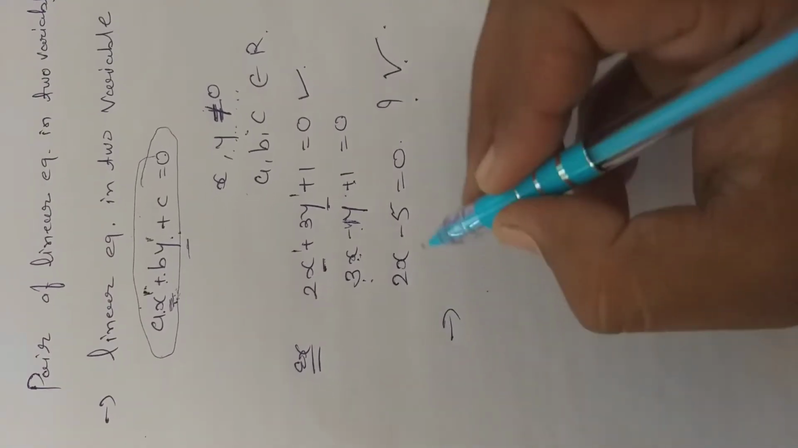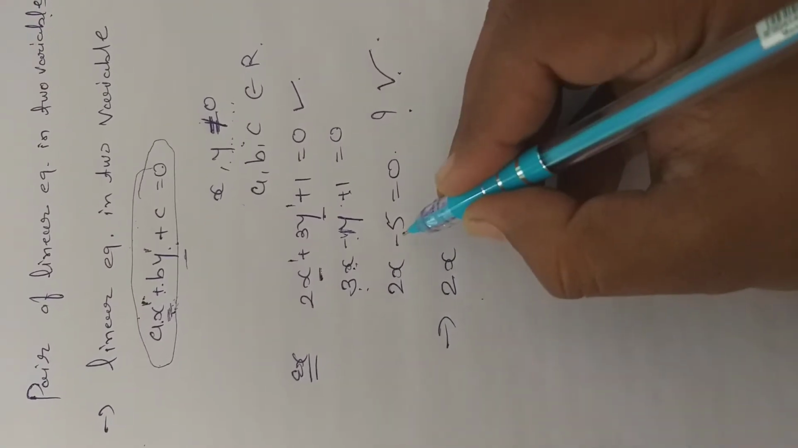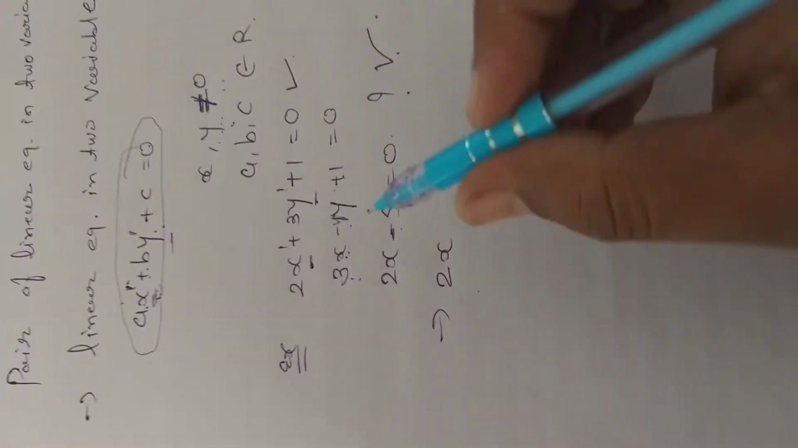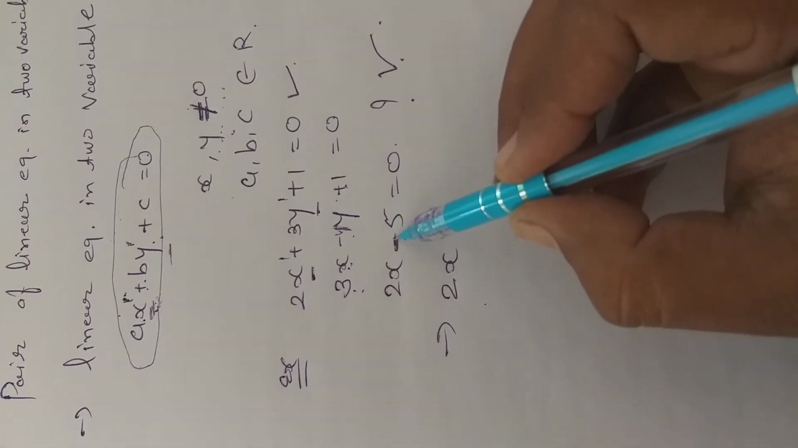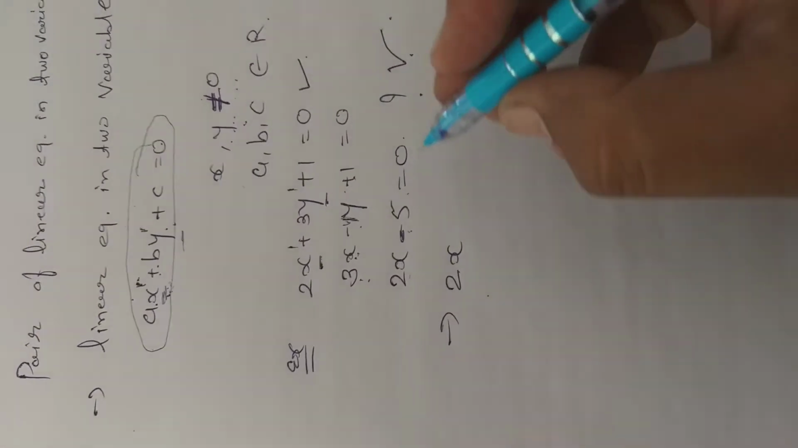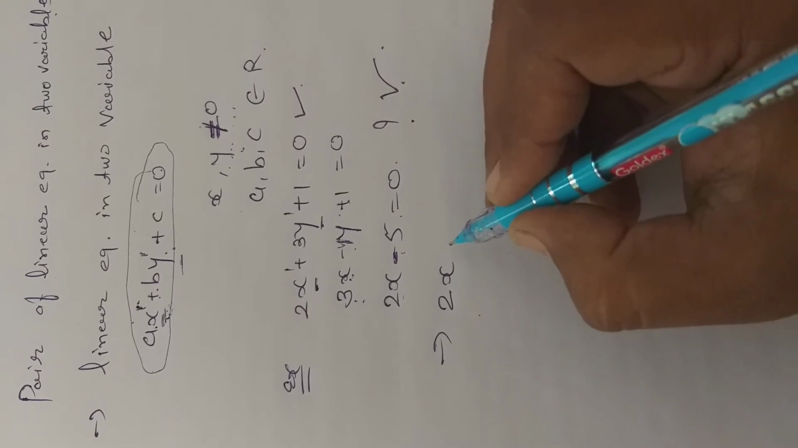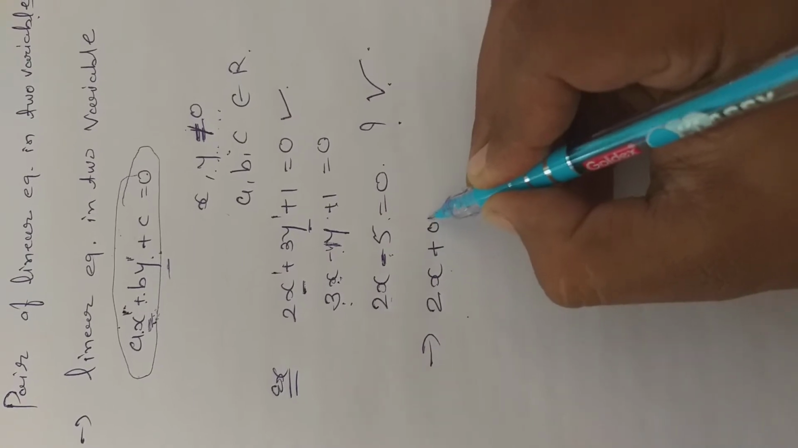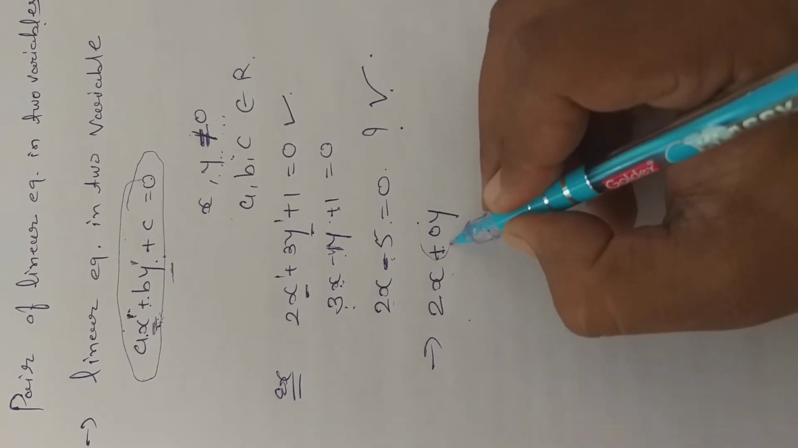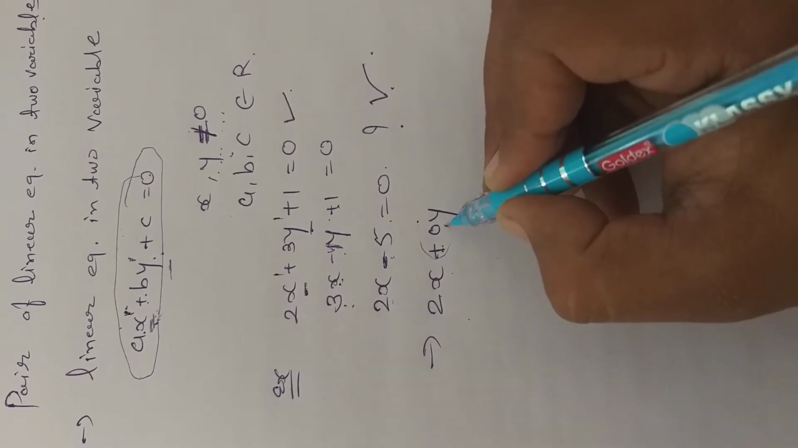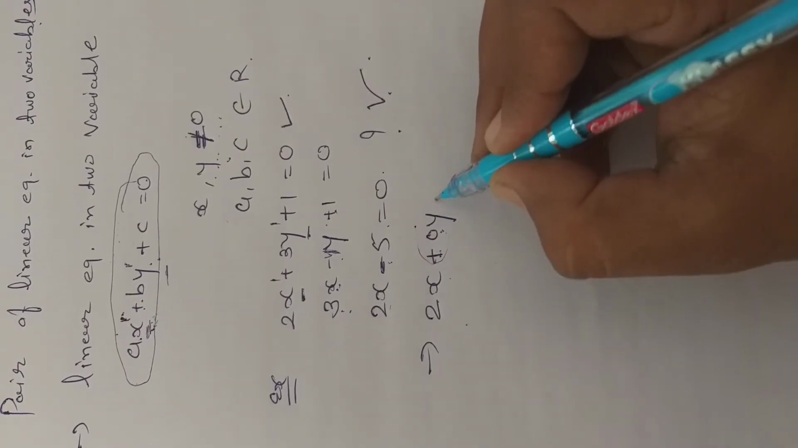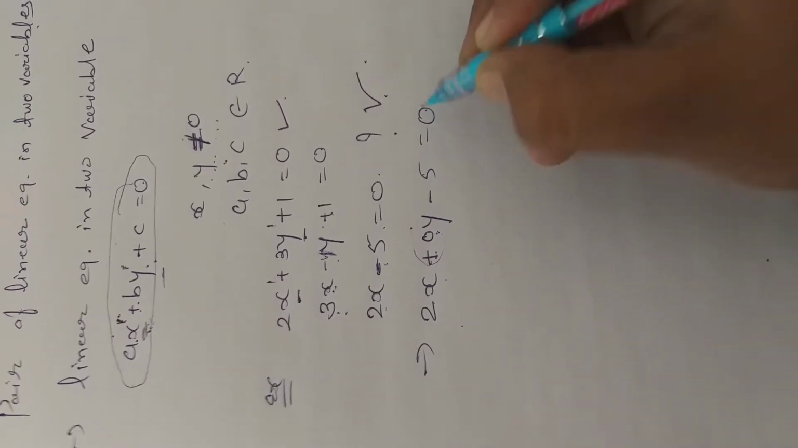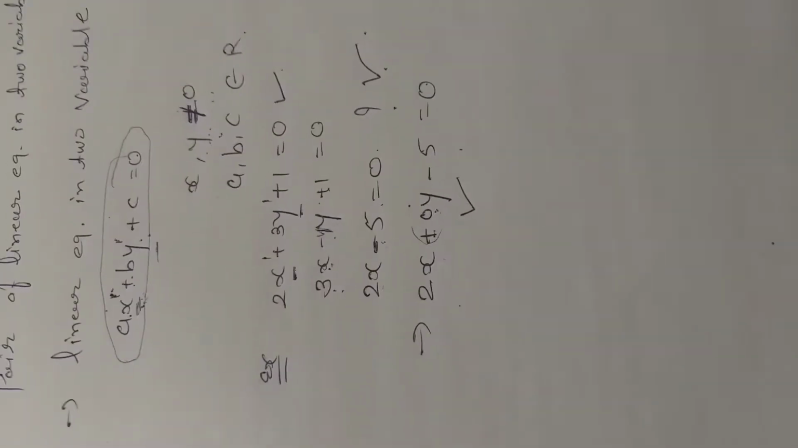So here y is not in the equation. 2x minus 5 is equal to 0. So I can represent the equation in the standard form. If I want, then I can write it 2x plus 0y or minus 0y. It doesn't matter. कोई फर्क नहीं पड़ता, plus 0y है या minus 0y. So plus 0y minus 5 is equal to 0. So it is a linear equation in two variable.